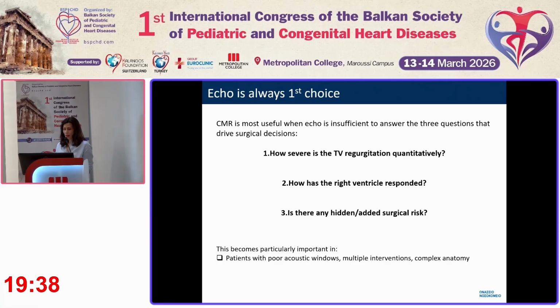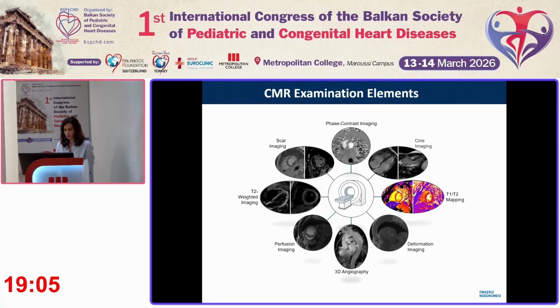So while echocardiography remains the first line, CMR is most useful when the information provided is insufficient to answer the three questions that drive surgical decisions. How severe is the tricuspid valve regurgitation quantitatively, how has the right ventricle responded to that volume overload, and is there any hidden or added surgical risk. That becomes particularly important in patients with poor acoustic windows, multiple interventions, complex anatomy, multiple jets, etc.